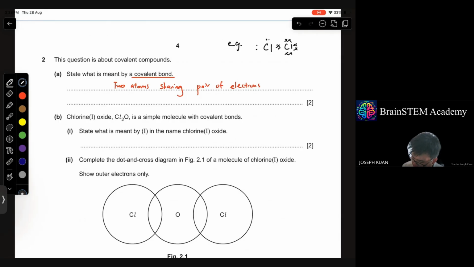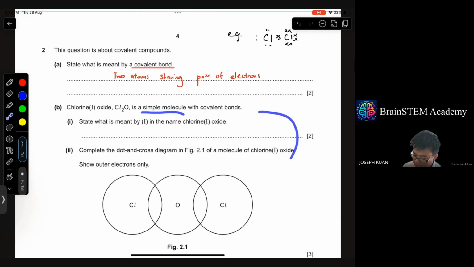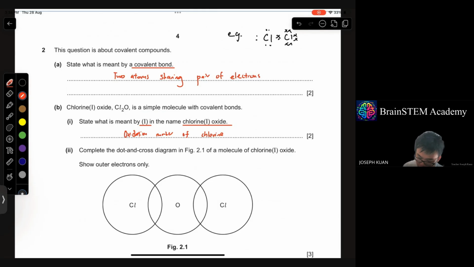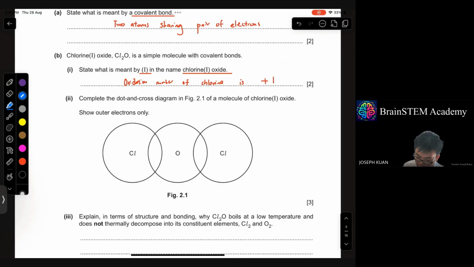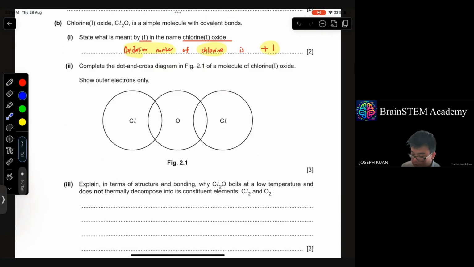Next question. Chlorine(I) oxide is a simple molecule with covalent bonds. State what is meant by the 1 in the name chlorine(I) oxide. So it is the oxidation number. And you have to specify which element, which is chlorine. Okay, and also what does it mean? It means that it is +1. So the common mistake students make is that they didn't address the meaning, they didn't address which element, and they didn't address the oxidation number value, and they tend to overlook the symbols. So make sure you take note of that.